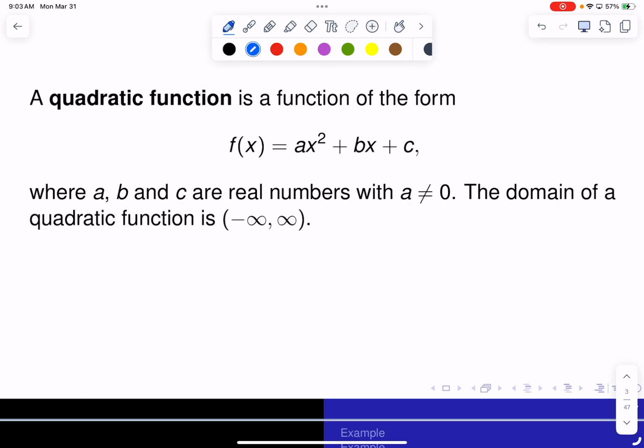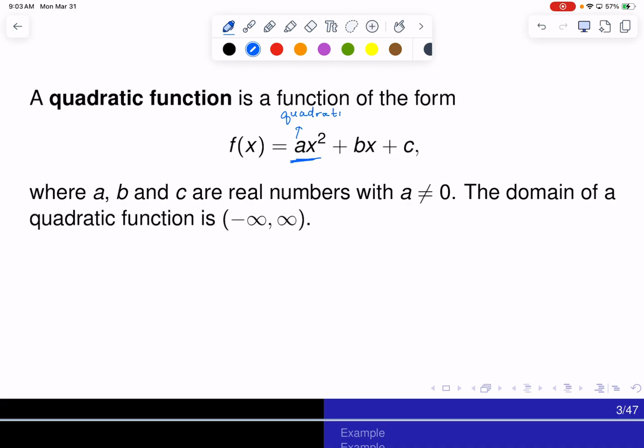A quadratic function is a function of the form f of x equals ax squared plus bx plus c. This is different from a linear function, which was mx plus b. A line was just mx plus b. This is similar, except there's an extra term. There's the x squared term, and I'm going to label these. The x squared term is called the quadratic term.